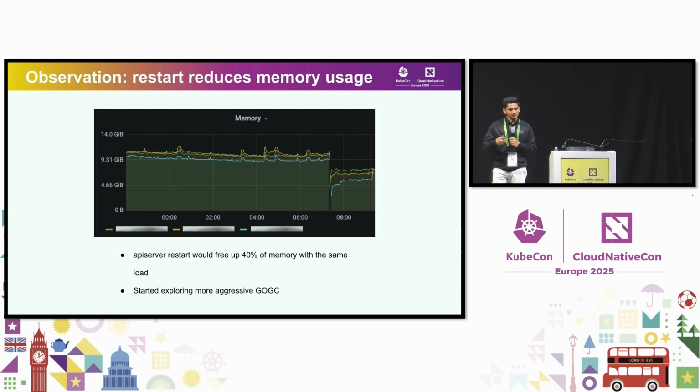We actually saw this consistently happen in our fleet, that anytime we would rolling restart API server, it would come up with less memory utilization. Even if the workload on that cluster was the same, it would come up with less memory utilization. So we started wondering, is there a chance to optimize some of the way garbage collection happens? Is the memory not being garbage collected fast enough? So that's where we started looking at GoGC.